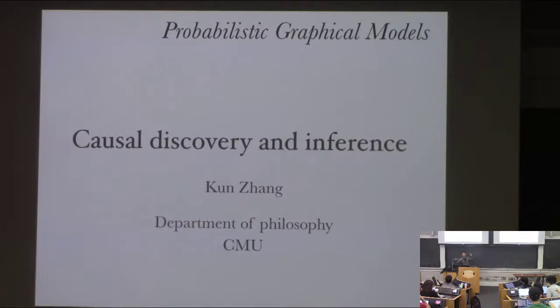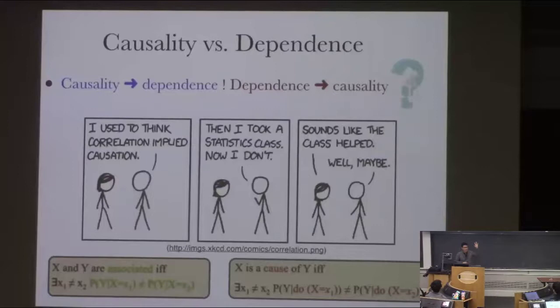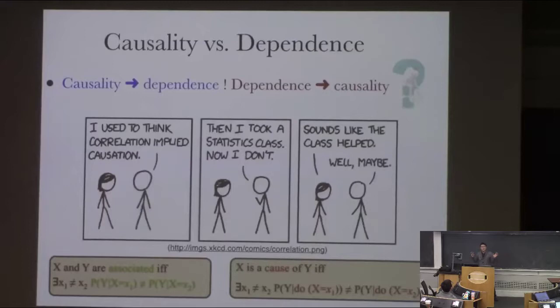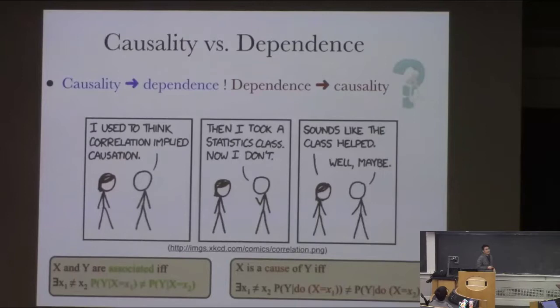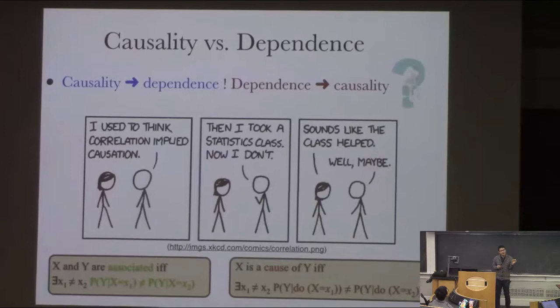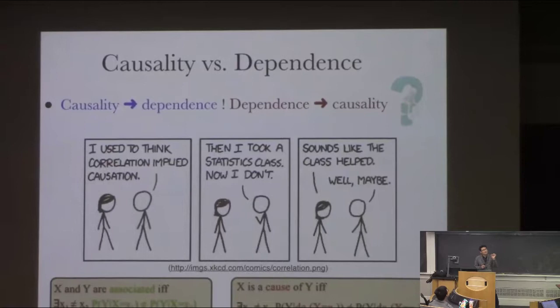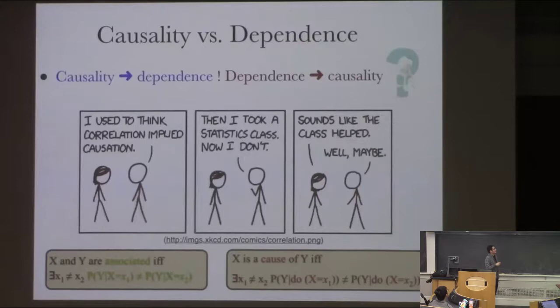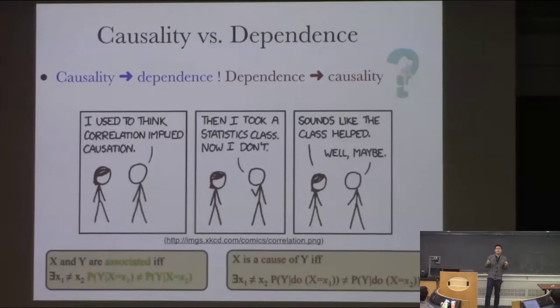Okay, so before talking about causality, this caricature explains my experience regarding the relationship between causality and dependence, or correlation. When I was very young, I used to think that correlation implies causation. Essentially, if they are heavily correlated, or if there's a very heavy coincidence between them, then one of them might be the cause. But later, after taking some statistics classes, I changed my mind because of the very well-known statement saying causation implies correlation, but correlation doesn't imply causation. Right? So now, after doing research in this field for some time, we can say the following. Yeah, that's true. Causation implies correlation, but correlation doesn't imply causation.